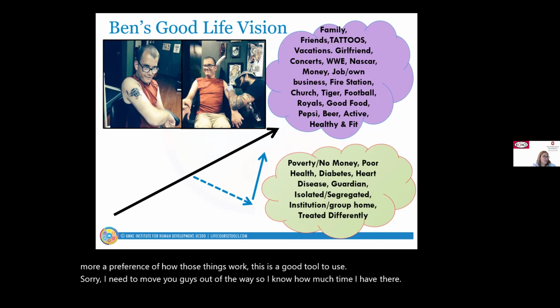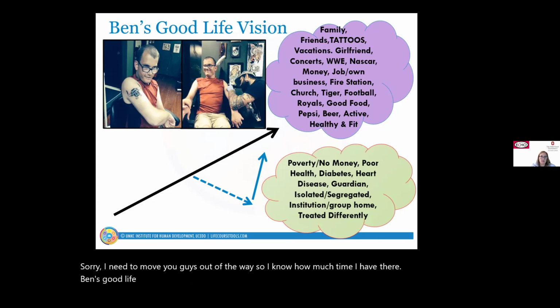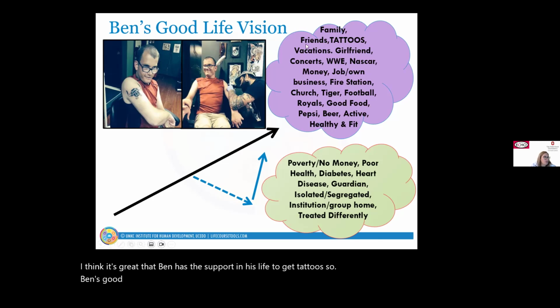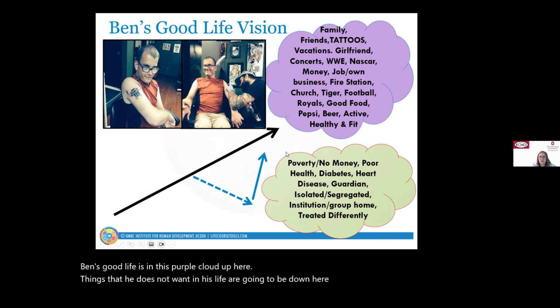Ben's good life vision. I just really like this example because I think Ben's tattoos are cool. And I think it's great that Ben has the support in his life to get tattoos. So Ben's good life is in this purple cloud up here. Things that he does not want in his life are going to be down here. So this is really helpful.